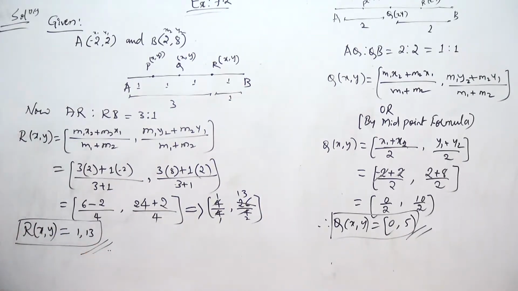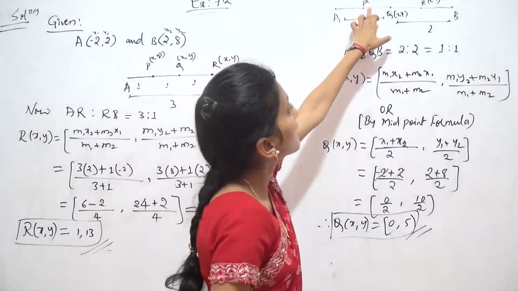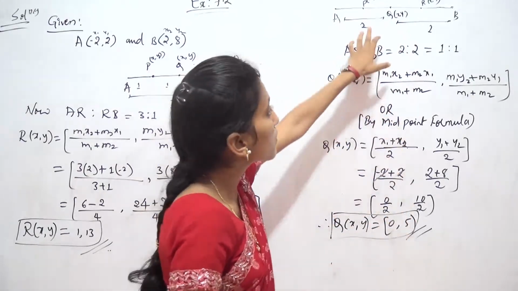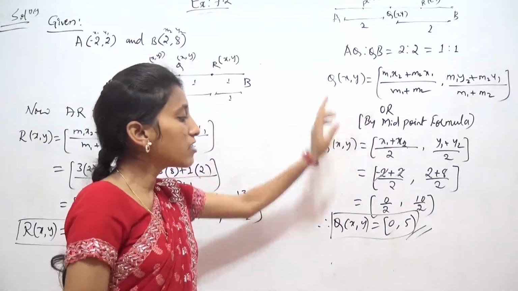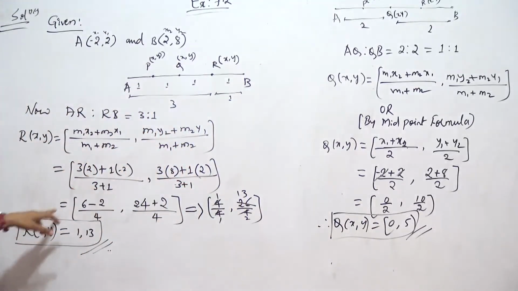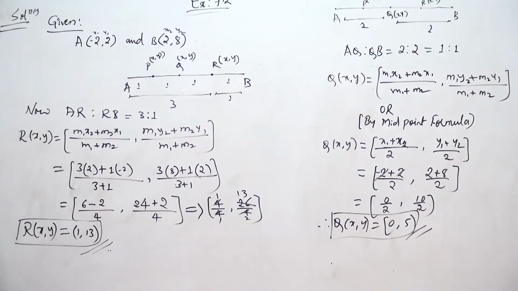So previously, what we got? First, the P coordinates we got minus 1, 7 by 2. Next, the Q coordinates we got 0, 5, by using the midpoint formula. You can use the section formula also; try it by the section formula, then also you will get the same answer. So next, R of x comma y by section formula we got 1 comma 13 by 2. Next, the last sum of this exercise.